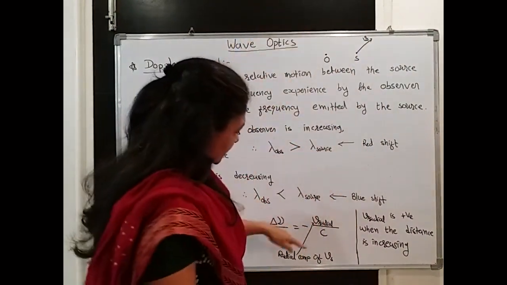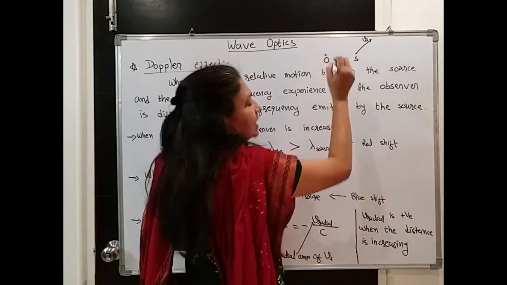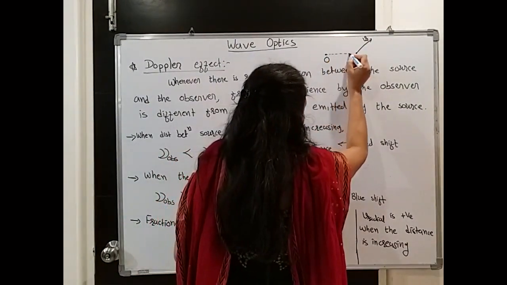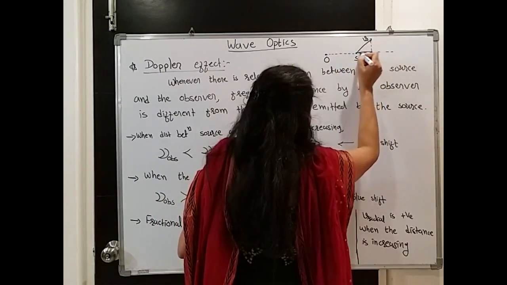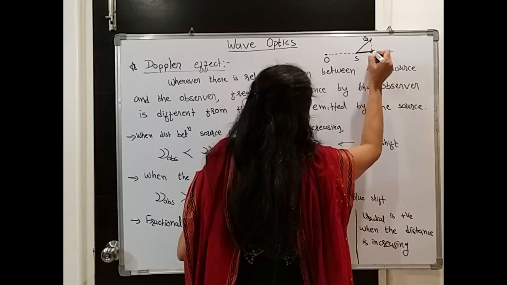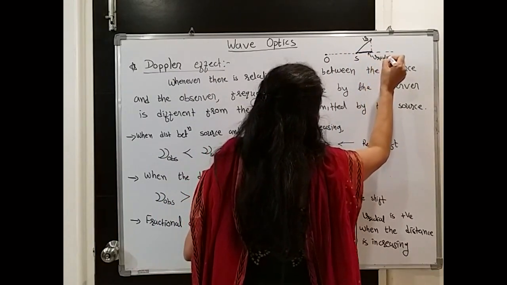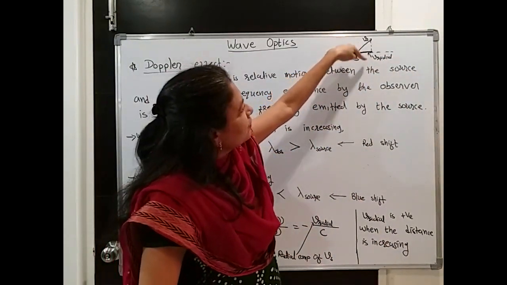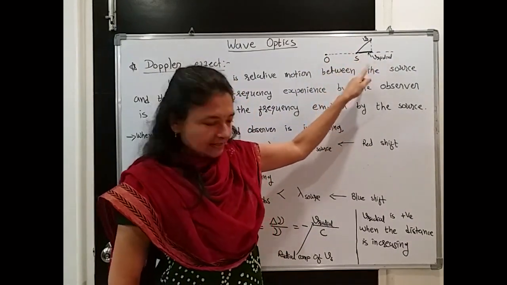Now V radial is the component of Vs along the line joining O and S. So this is the line joining O and S. So I will get a component here. So this component is your V radial. Are you getting my point? V radial is the component of Vs along the line joining O and S.